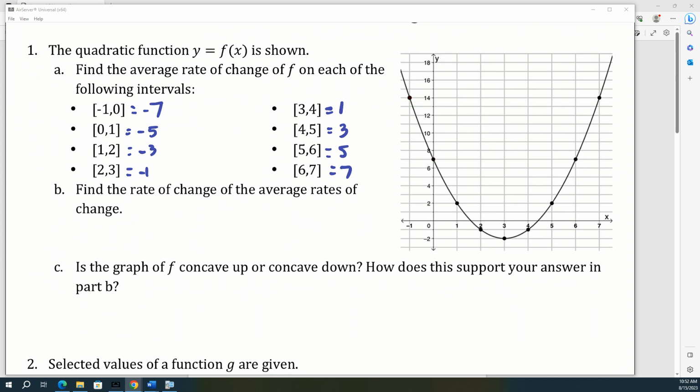Okay. And then B asked us to find the rate of change of the average rates of change. So it's a unit of 1, which makes it easier to do the rate of change because you just have to subtract. So how is it changing if it changes from a -7 to a -5? It's going up 2, right? And then same thing here. If from these two, it's also 2.